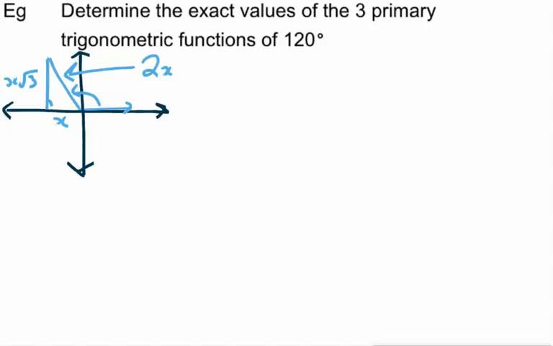Now, since we are on an xy axis, we do need to take into account negatives when they come about. So the x, since it's to the left on the x-axis, should actually be negative x. The x root 3 will stay positive because it's going up. The 2x will also stay positive because it's not actually on an axis one way or the other. The hypotenuse can't actually be positive or negative, so we just leave it positive.